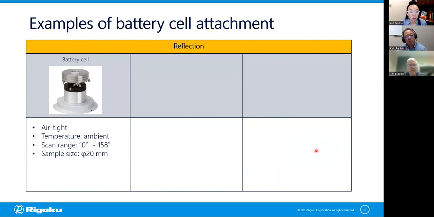So please let me discuss a little more detailed specification for the battery cell. First of all, it is airtight. We are supposed to prepare the sample in a glove box. And the temperature for operando XRD is ambient temperature, room temperature. The scan range for X-ray diffraction is between 10 degrees up to 160 degrees, which is quite sufficient for operando XRD measurement. Sample size is limited to 20 millimeter diameter maximum.